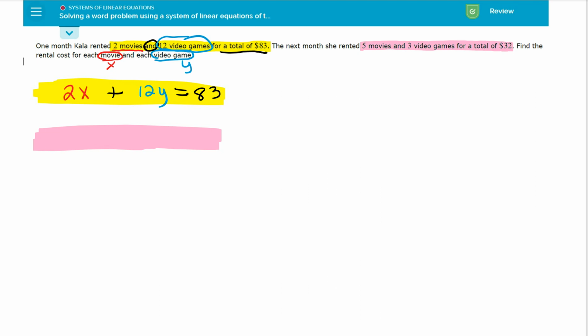Then over here, she rented 5 movies, so 5 movies at X dollars per movie, plus 3 video games, so 3 times Y dollars per video game. And that is for a total of $32. Of course, the word "and" right here does tell you to add, but so does the word "total," whichever way you want to look at it. So here's my 2 equations.